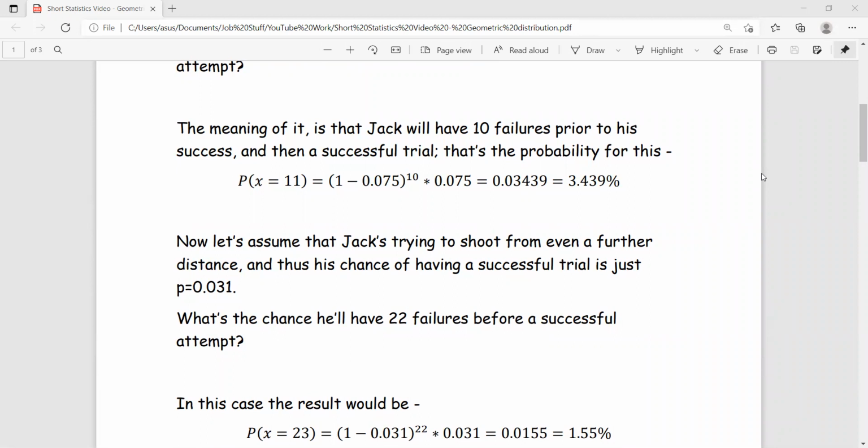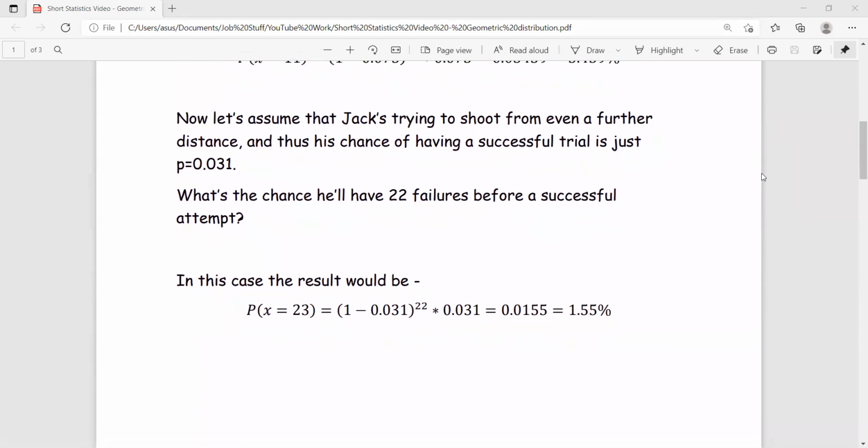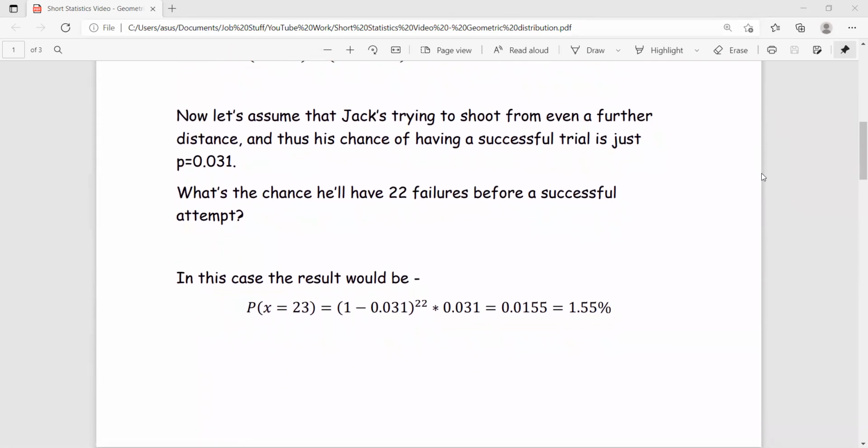That'll be 1 minus 0.075 to the power of 10, which are the 10 failures, times 0.075, which in total will be 0.03439, which is 3.439% totally.